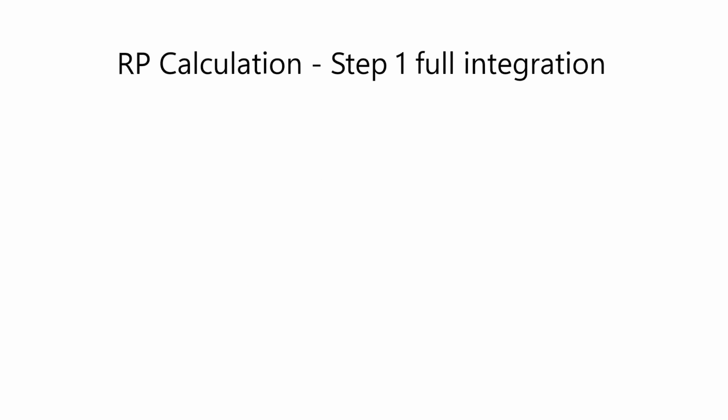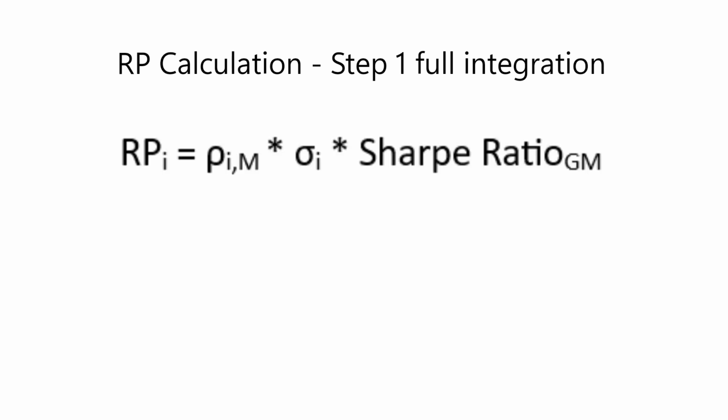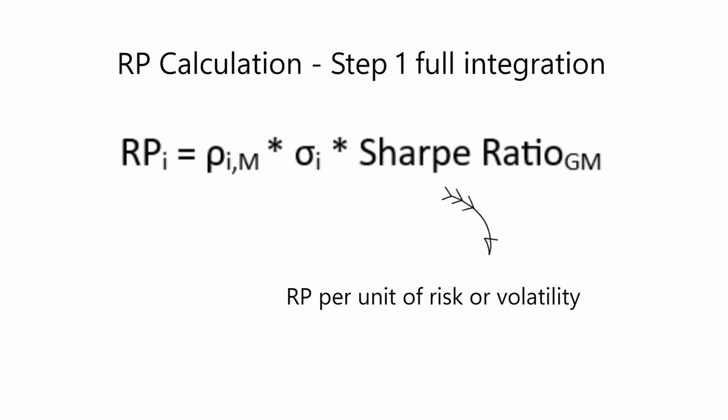If we start with the first step, where we try to calculate the risk premium assuming the equity in question is fully integrated into the global market, then the Sharpe ratio to use is the global market Sharpe ratio. The Sharpe ratio is usually a given variable, as it is the risk premium per unit of global market risk and is frequently tracked by data providers.